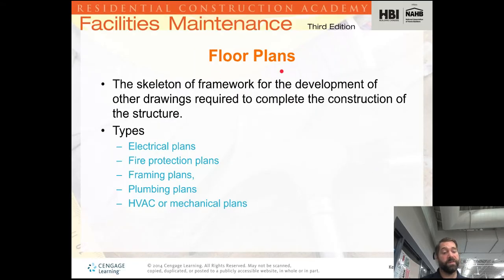Floor plans. So these are great. These are where we're really going to focus. You will absolutely fall in love with these. So floor plans are the skeleton or framework for the development of other drawings required to complete the construction of the structure. So there's several types. So we have electrical plans, fire protection plans, framing plans, plumbing plans, and HVAC or mechanical plans.